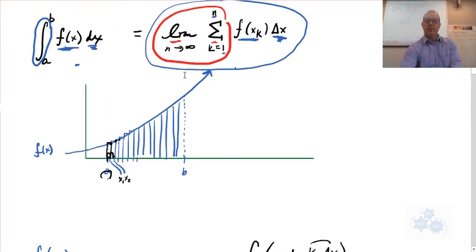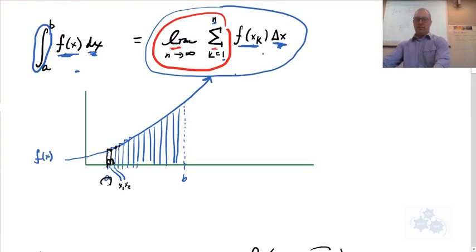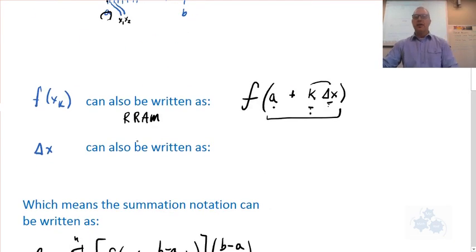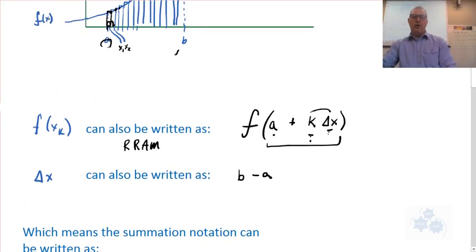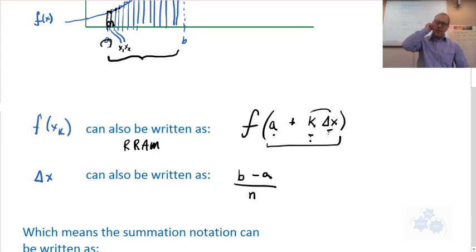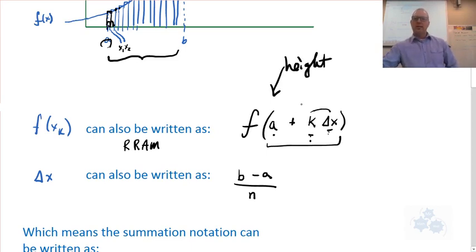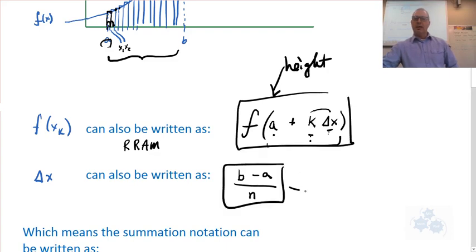Now, moving on from this summation notation, the delta x can also be written as b minus a divided by n. That is the overall width of the interval divided by the number of rectangles that make that up. And we've seen this before too, haven't we? So b minus a divided by the number of rectangles, that is the delta x for each of those rectangles. So here we have the height, right? This is the height of each rectangle, and this is the what? It's the width. Very good.